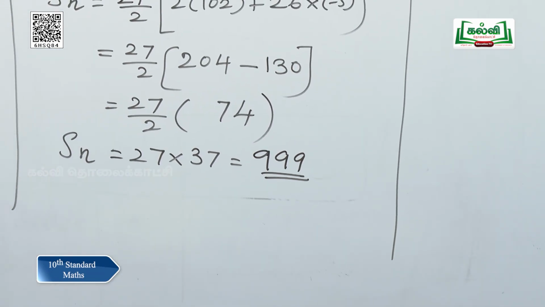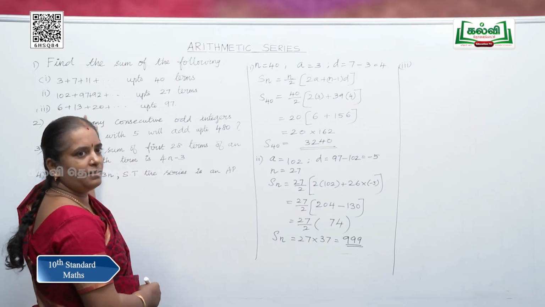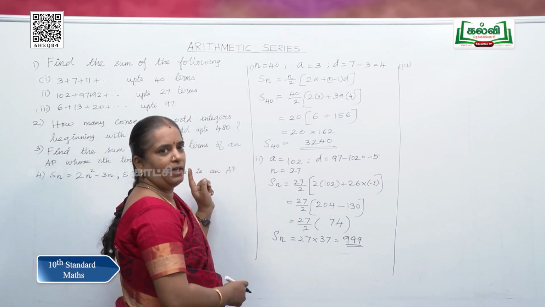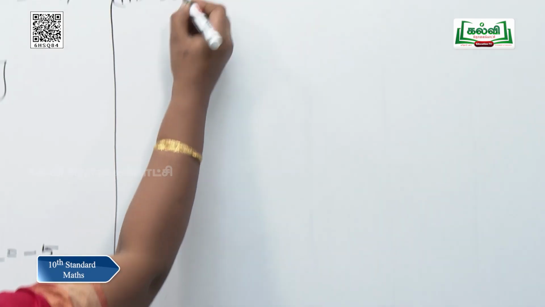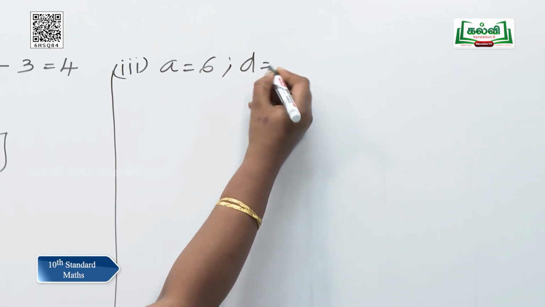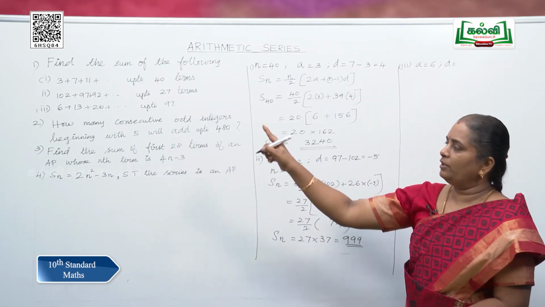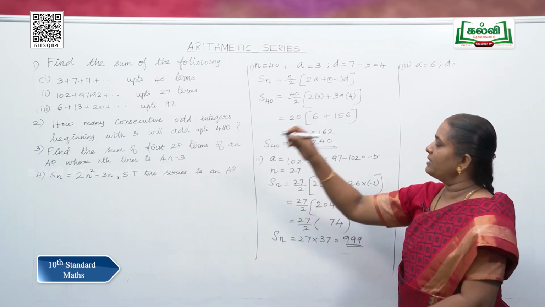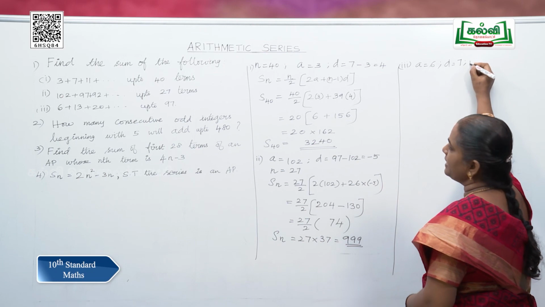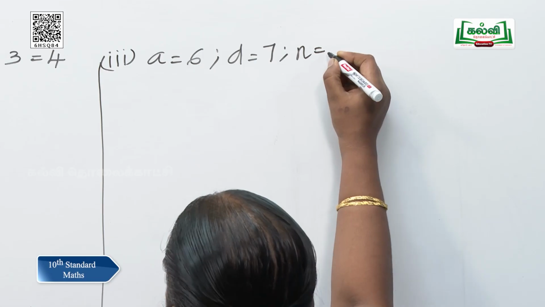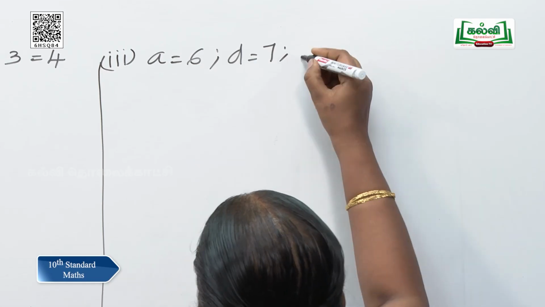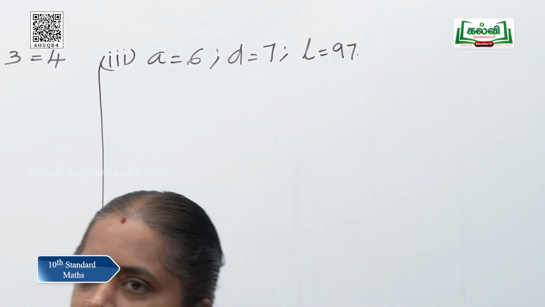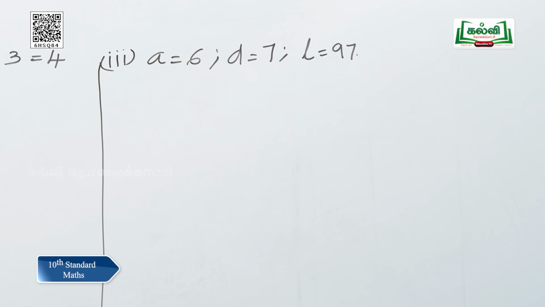Let us see the third subdivision, which goes as 6 plus 13 plus 20 plus etc. up to 97. See, what is A? Yes, A is 6. D, this is an increasing series, so you can subtract D, that is T2 minus T1. 13 minus 6 is 7. What is N? Up to 97. They have given L. Last term is 97. So we need N here. What is N? Number of terms of the series.